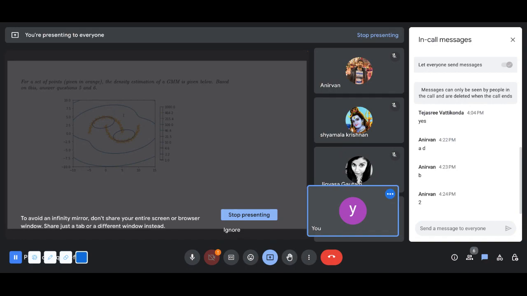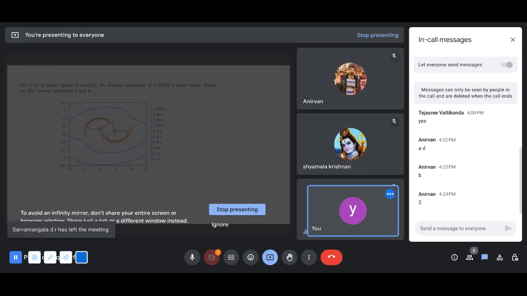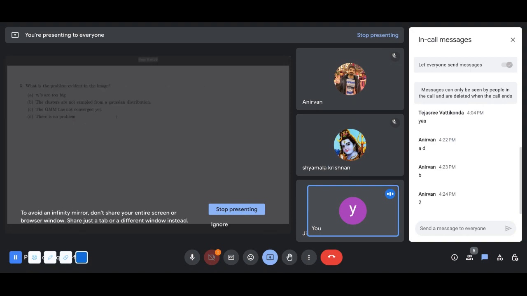you are given these orange points, right? And you try to fit a Gaussian mixture model on these orange points. What you see is the data, and you try to fit a Gaussian mixture model on that. So why do you think that fit is not good? I think that's the first question. What is the problem with this?